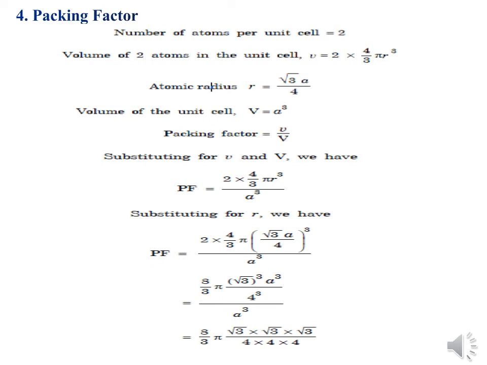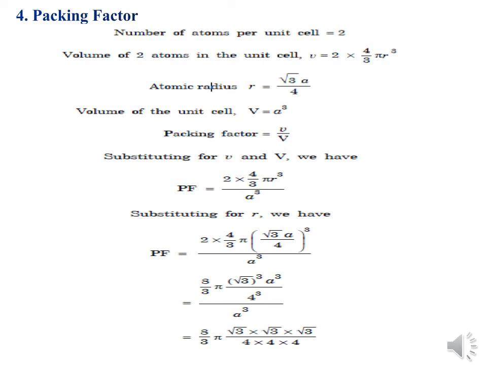And the fourth characteristic, atomic packing factor or APF. The number of atoms present per unit cell is 2. The volume of 2 atoms in the unit cell, small v, equals 2 times the volume of 1 atom. We will simplify this equation. Atomic radius R equals root 3 a by 4. Volume of the unit cell, capital V, equals a cube. Atomic packing factor equals small v by capital V.